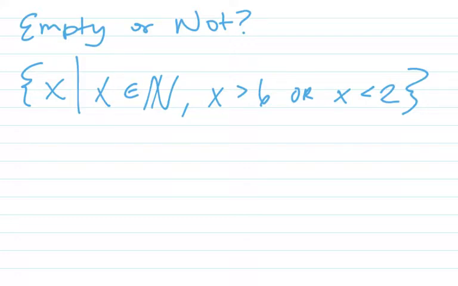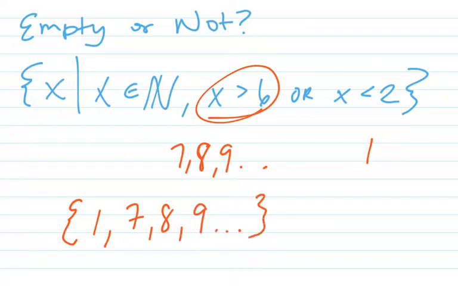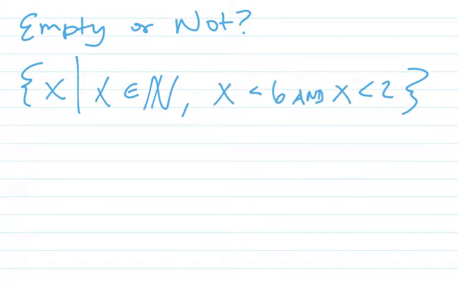So if I were to write these out, I can conclude that this would be 7, 8, 9, ... and this would be 1. So if I were to write this in roster form, I'd have 1, and then 7, 8, 9, ... So this is not empty. Okay, let's look at the next one.